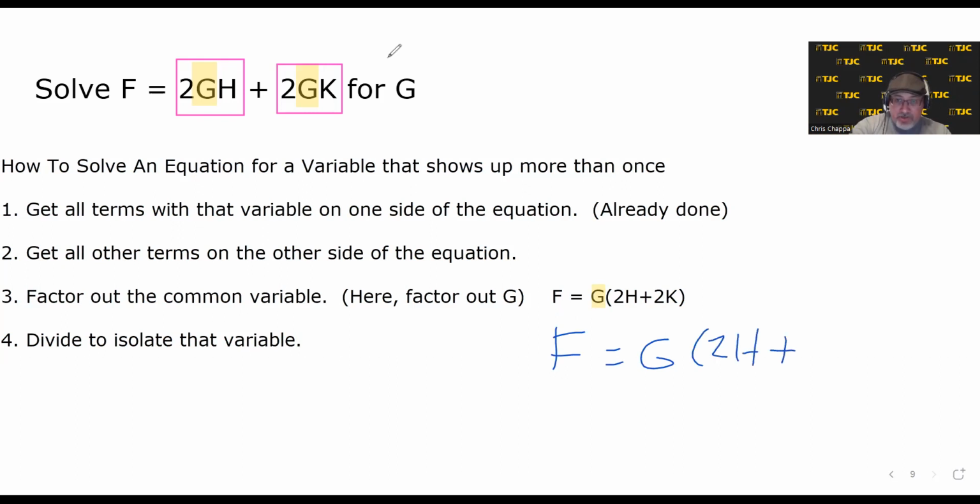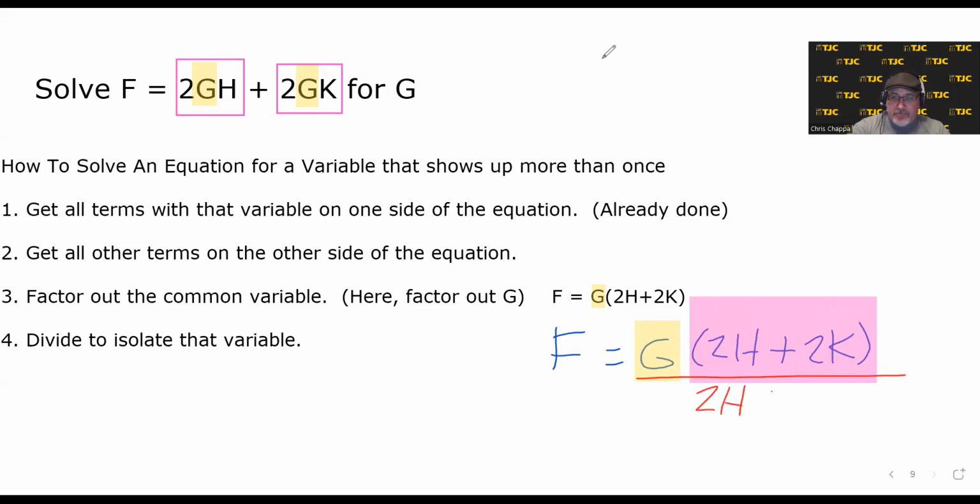Now, some people will want to distribute the G, but that'll take us right back where we were. We're solving for G. The G is not by itself only because it is currently being multiplied by all of this. Well, I know how to unmultiply things. I divide. The fact that the thing I'm dividing by is an addition problem inside parentheses is irrelevant. You cannot cancel parts of addition problems, but you can cancel all of them. So all of the addition problem is gone, and what we're left with is G equals F over 2H plus 2K.